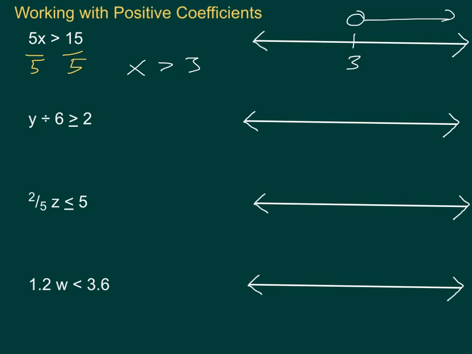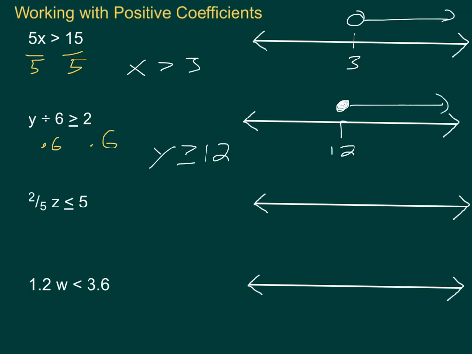Next example, y divided by 6 is greater than or equal to 2. Y divided by 6, got to cancel that out. Got to multiply each side by 6. In so doing, I get y is greater than or equal to 2 times 6 is 12. That's pretty straightforward, as I said. Plot the 12 with a closed circle because I have the or equal to, and I have to go off to the right.